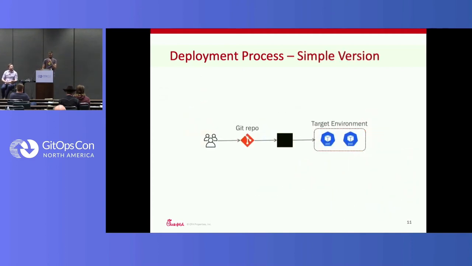So kind of one quick slide here. This is kind of the simple version, right? You've got users contributing stuff to the Git repo. You have what I put up here as a black box, though hopefully you do actually know what is occurring in there, and then applying it to your target environment. So Christopher kind of showed the real version, right? You know, we sell this to directors, et cetera. This is what it's going to look like, and then we know it's going to look like what Christopher showed.